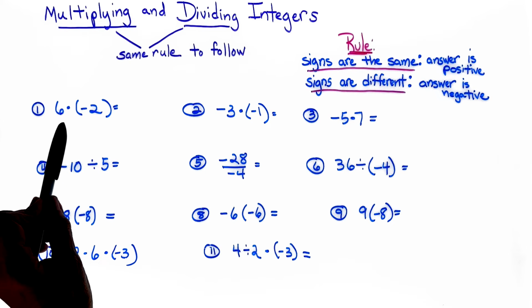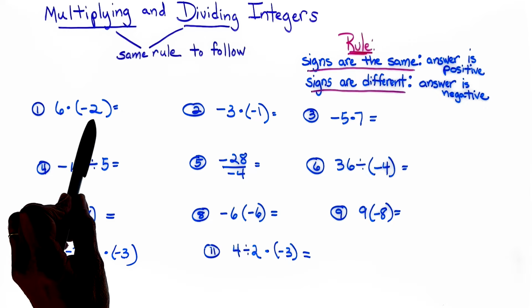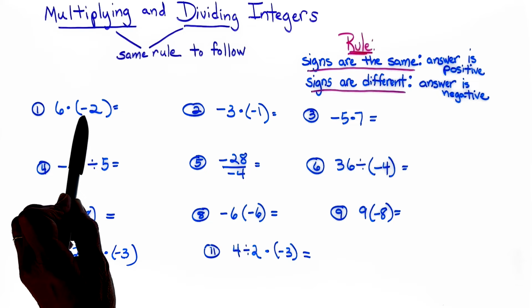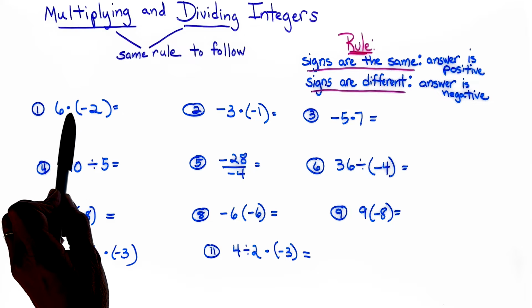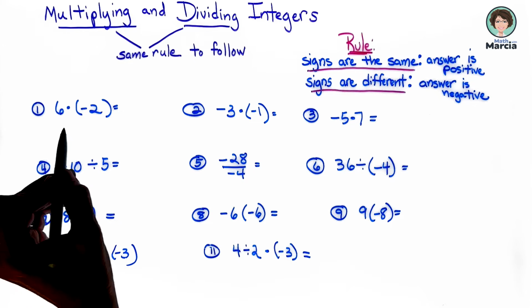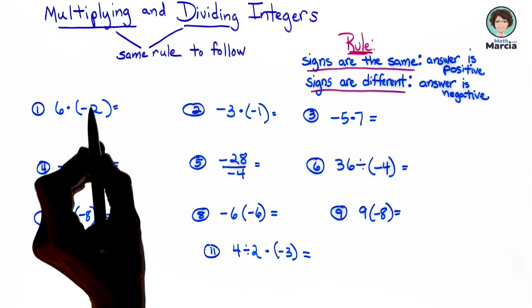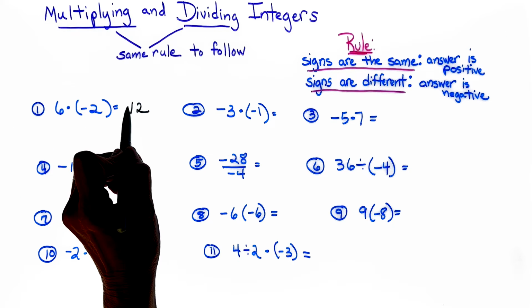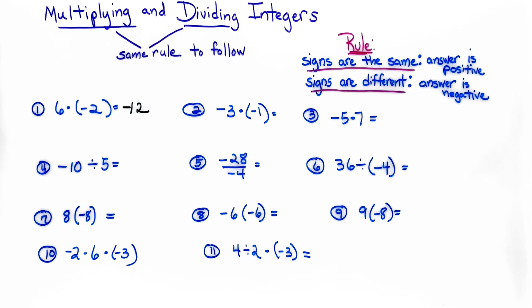This is a positive 6 times a negative 2. And again, the parentheses is just separating the negative sign from the times dot. So one is positive, one is negative. I know 6 times 2 is 12, and it will be a negative 12.